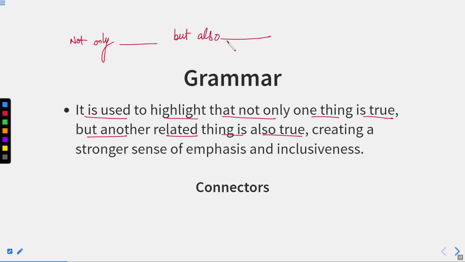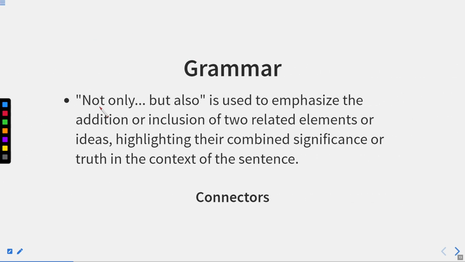So here we have two parts. After not only, we have the first thing, and in the second part we have the second thing, both together. So both are included, both are joined with each other, creating a stronger sense of emphasis or inclusiveness. Inclusiveness means something which are included in a way. Not only but also is used to emphasize the addition or inclusion of two related elements or ideas, highlighting their combined significance or truth in the context of the sentence.